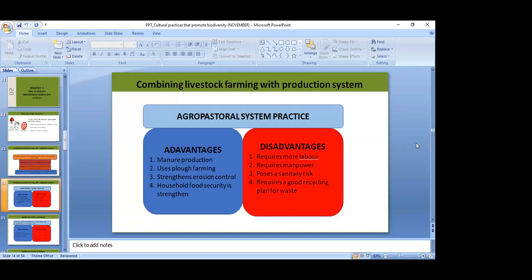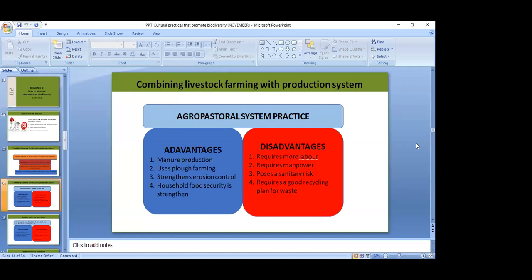Then you strengthen erosion control. Erosion will be controlled when you use agropastoral system practice. And household food security is also strengthened, just like what I said about my poultry and my vegetable farm. You have food security because you don't have to spend much.